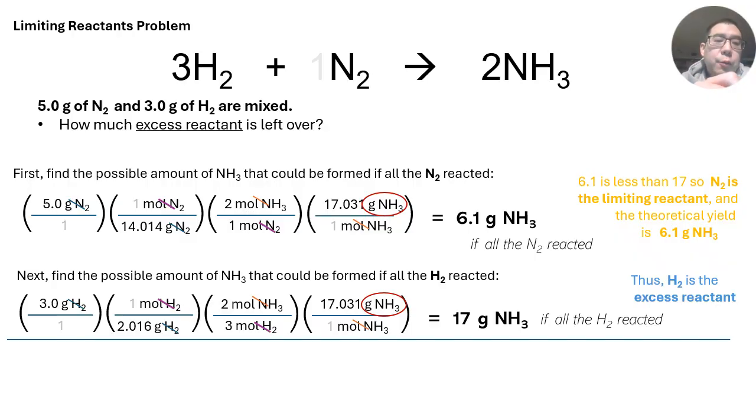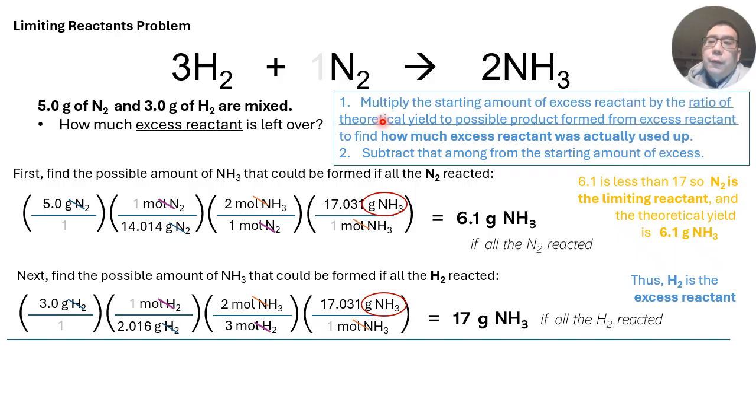Okay, so the next question is, how much excess reactant is left over? How many heads, if we're looking at Frankenstein, how many heads are remaining when we're done making monsters? How much H2, which is the excess reactant, is left after we finished making the NH3? Right? Not all the H2 got used up. If it did, we would have made this much NH3, 17 grams. Couldn't do that. So we ran out of nitrogen once we got to 6.1 grams.